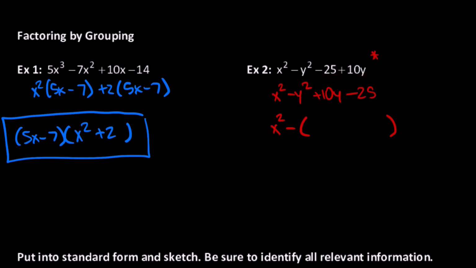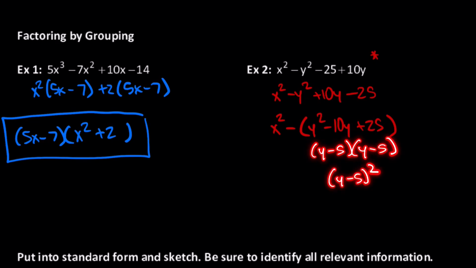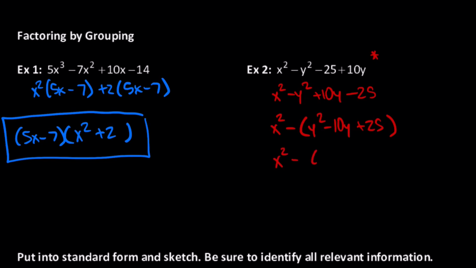So let's see what that looks like. Positive y squared minus 10y plus 25. So now this I can factor nicely. That's going to be y minus 5 times y minus 5, which is y minus 5 squared. Okay, so that gives me x squared minus y minus 5 squared. Now this is really the difference of 2 perfect squares. A minus b, a plus b. A is going to be x, and b is going to be y minus 5.